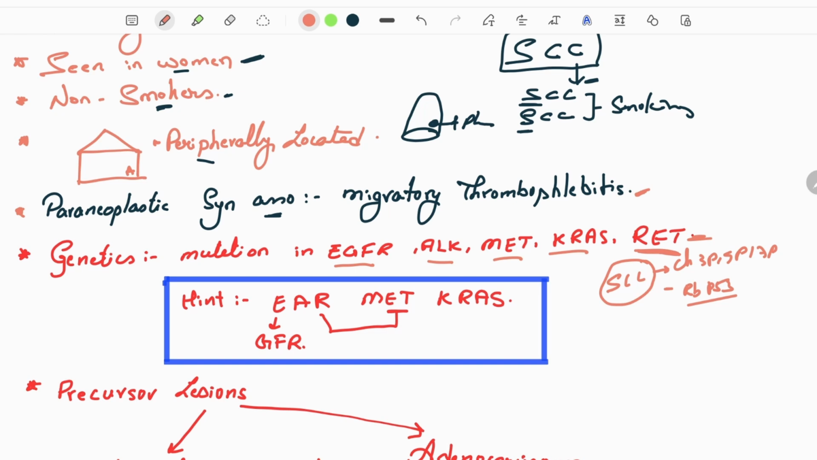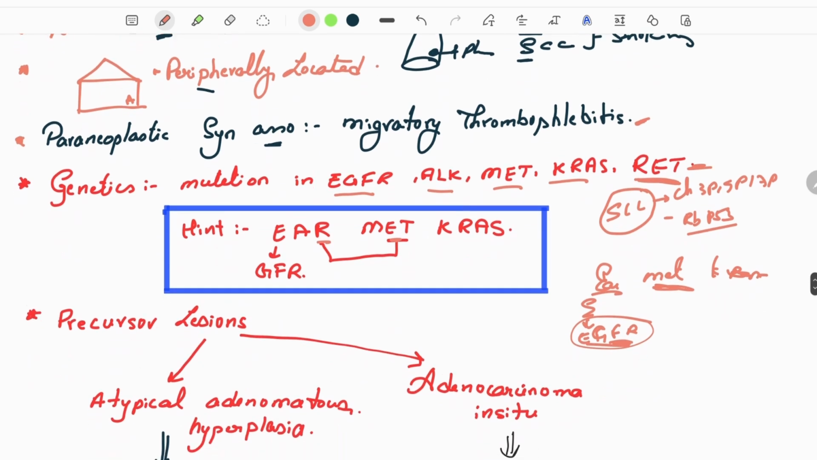To remember this, here is the hint I am giving you: Ear met KRAS. Ear met KRAS. MET is a gene, KRAS is also a gene. Ear: E for EGFR. EGFR, you know it, right? Glomerular filtration rate. So, this is the hint you can remember for adenocarcinoma of the lung.